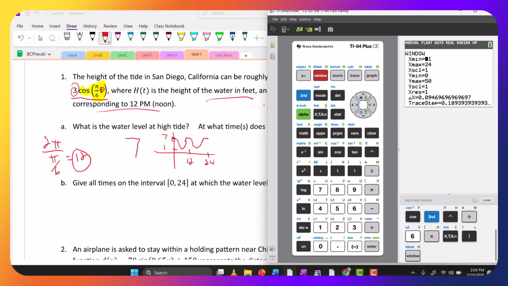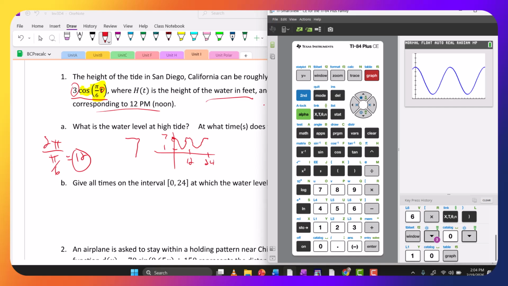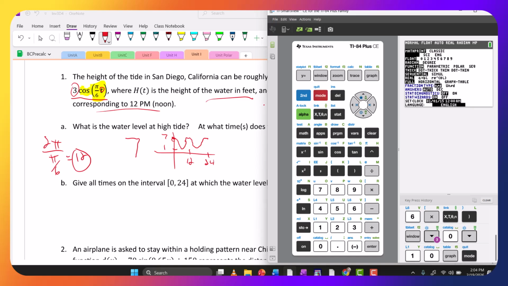0 to 24. I just go a little bit less, -1. And then actually this is not good. I only go from 1 to 7. So 0 to 10. And then take a look at this graph. Now, if you don't get this, here's why. Number 1, your mode. You have to be in radians.